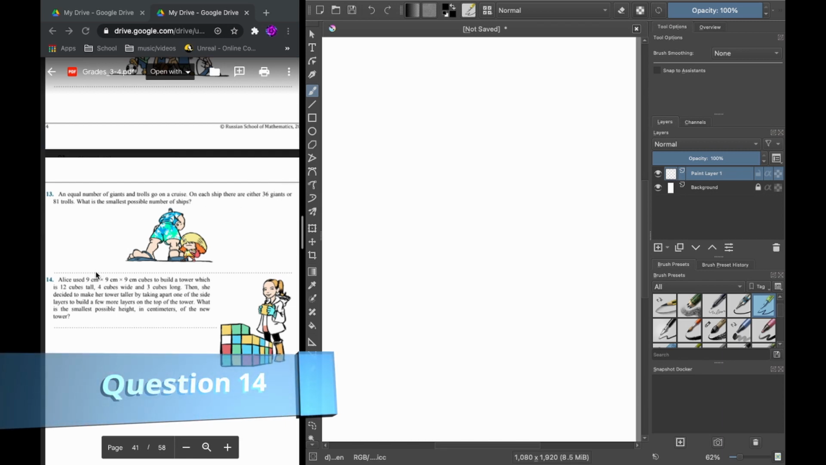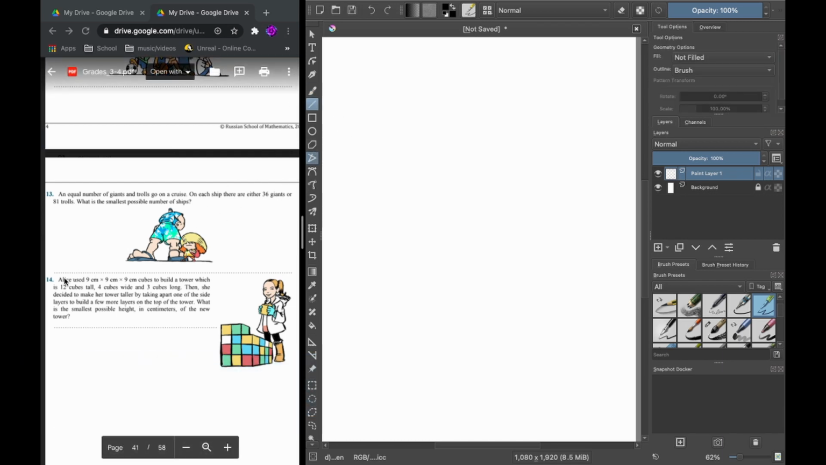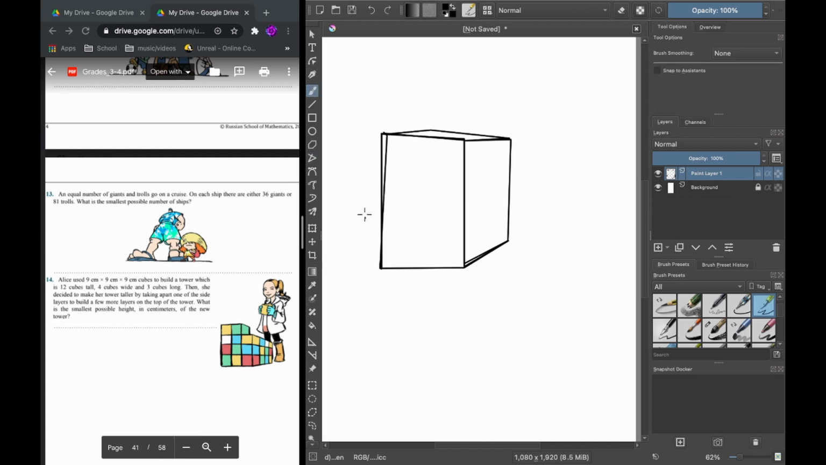Okay, I really like this problem. Alice used 9 by 9 by 9 centimeter cubes to build a tower which is 12 cubes tall. Okay, so now we have the wonky drawing of the figure. And now we have to get the paintbrush tool and write the numbers. So this is 12, this is 3, and this is 4.